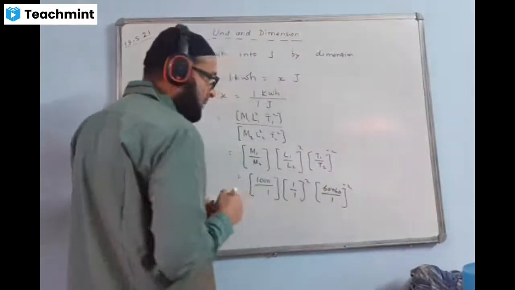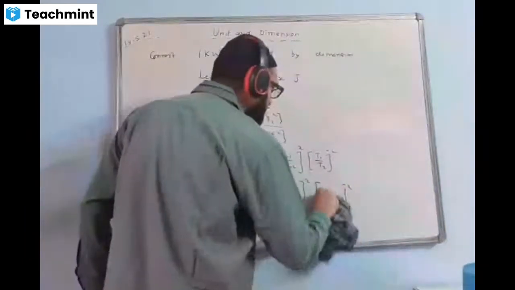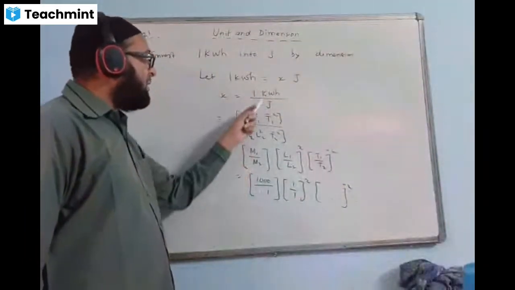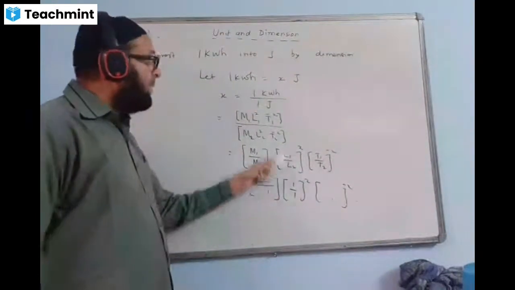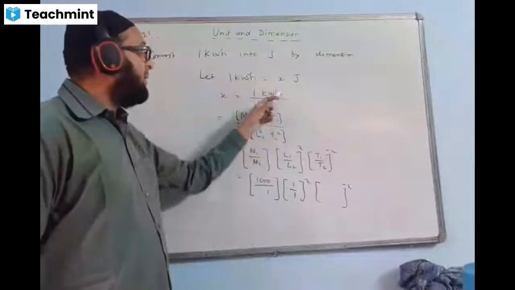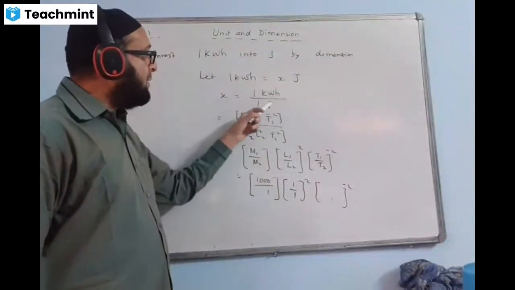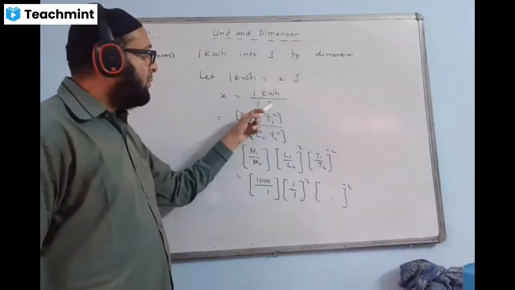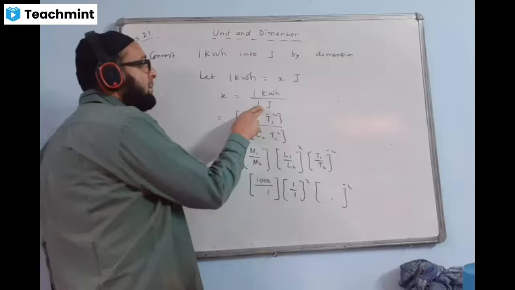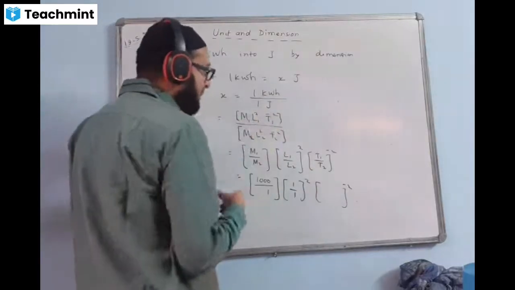No, just a minute. 1 minute, 1 minute. Mass is 1000 kg. This is 1 kg. Length, I mean distance, is the same in both cases. Here the time is 1 kilowatt hour, and it is 1 joule. That means here the time is 1 hour.